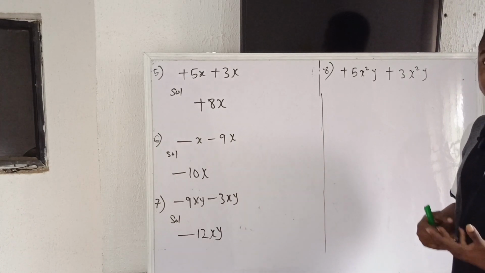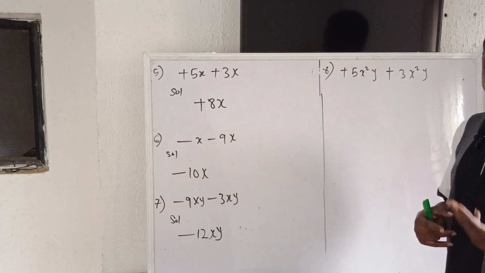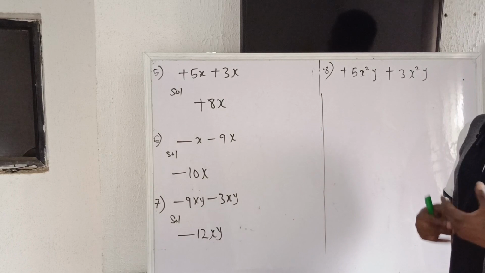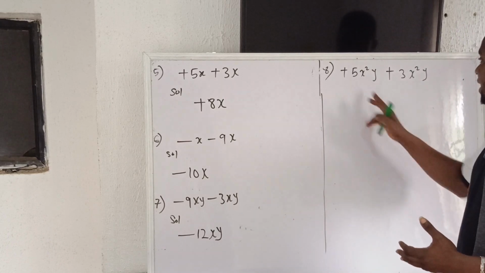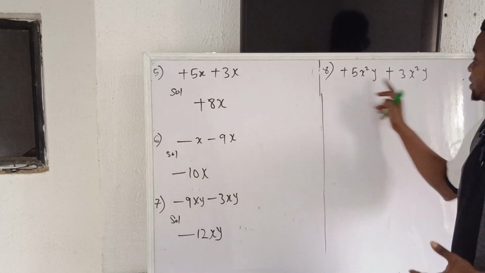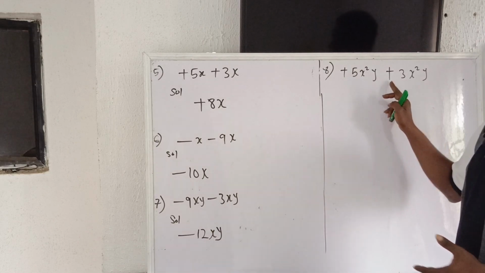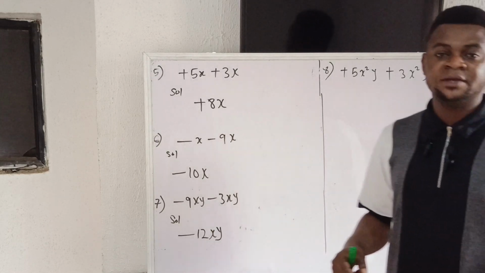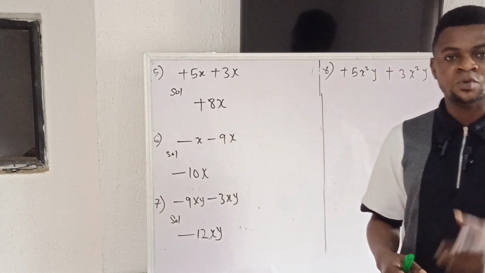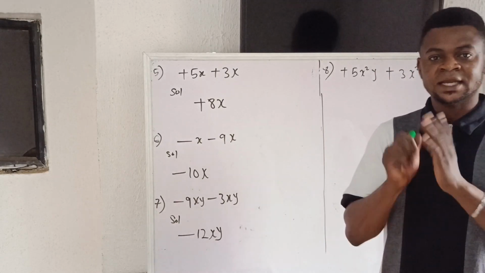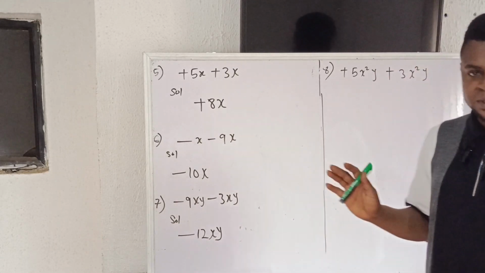Then I'll look at the rule to adopt. Am I going to be adopting the same sign rule? Am I going to be adopting the different sign rule? Looking at this, the sign for this is plus, the sign for 3x squared y is also plus. So this is the same sign rule. And what does the same sign rule say we should do? Pick one of the similar signs and add both terms together. That's just how simple it is.